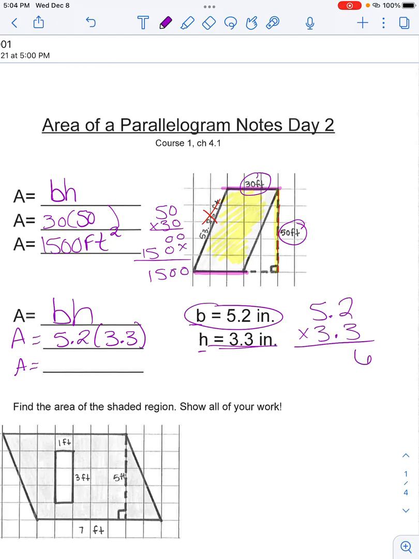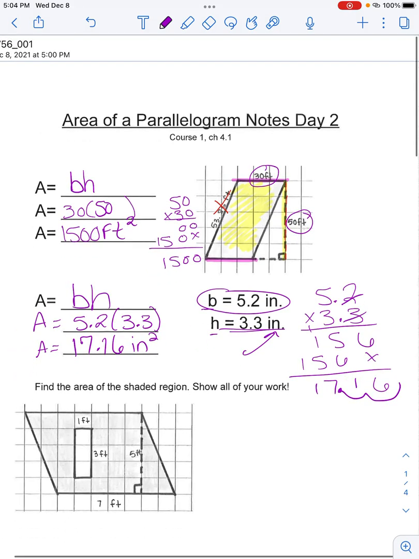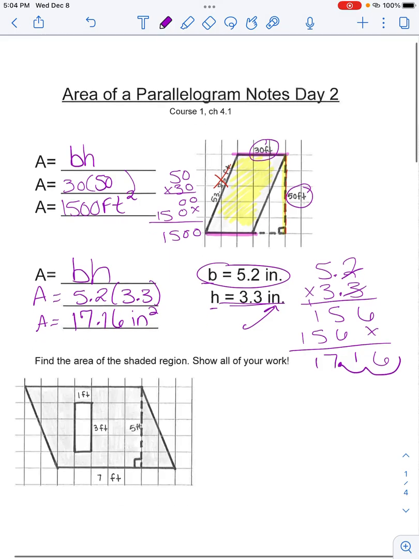3 times 3 is 9, 3 times 5 is 15, scooch over, 3 times 2, and 3 times 5. And then remember that when we're multiplying with decimals, we count the numbers and move it back in for our answer. So our answer is 17 and 1600ths. Look at your label. Inches squared. Okay, so that was a review from yesterday, or from day 1.